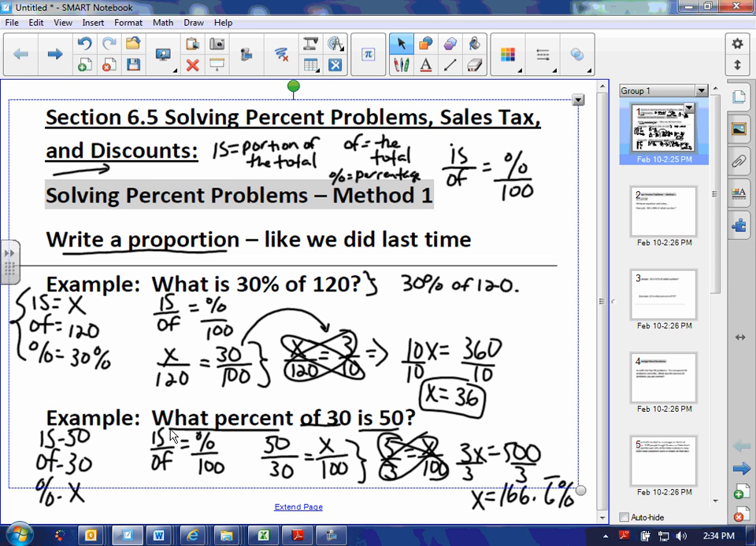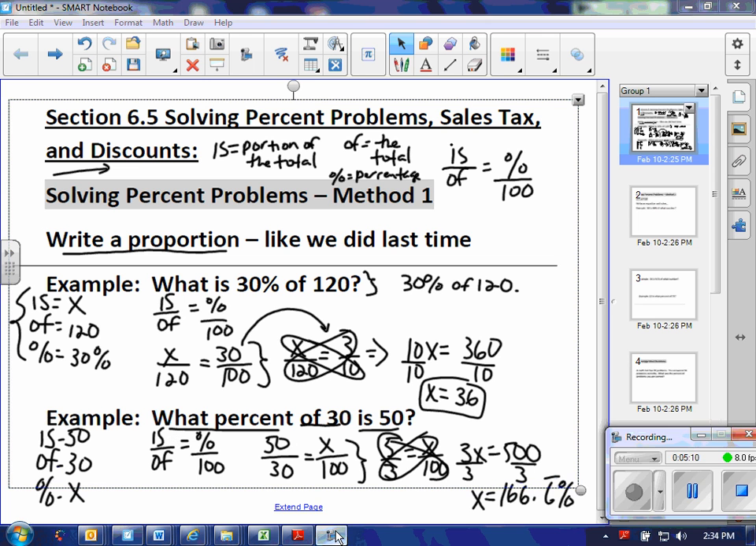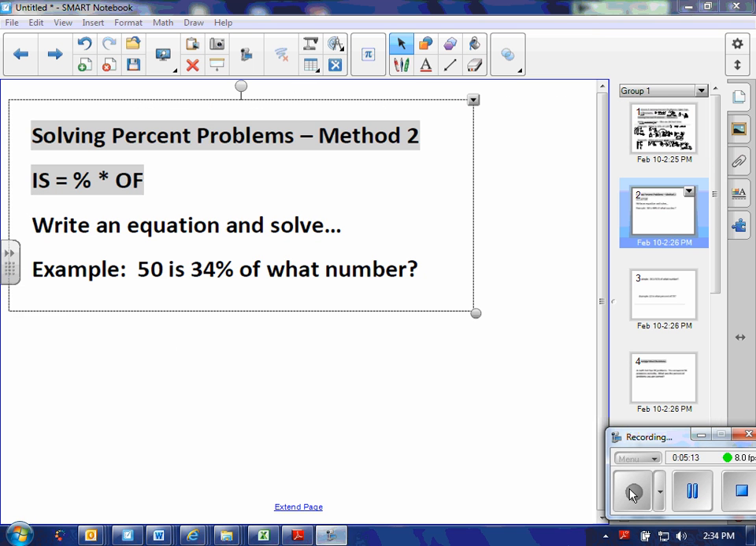You need to make sure you label your percentage. Just so you know, when a number like 30 is increased to 50, there's a percentage greater than 100%. We're going to talk about that later. So that's method 1 with the proportion.